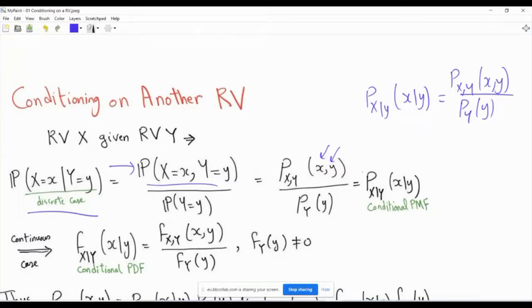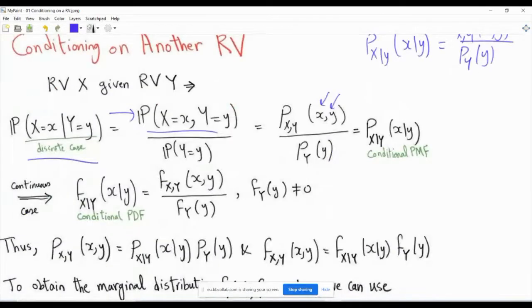Now, to do the continuous case, again, as I said last time, the shortcut is just to take things like this and convert them into PDFs. So you have a PMF, you convert it into a PDF. The conditional PDF of X given Y is the joint PDF divided by the PDF of Y. And again, for this to make sense, it should be the case that we consider the values of small y for which the PDF of big Y evaluated at small y is strictly positive.